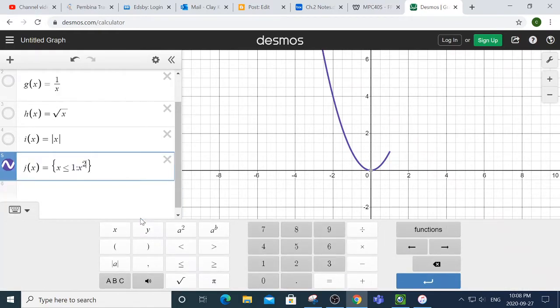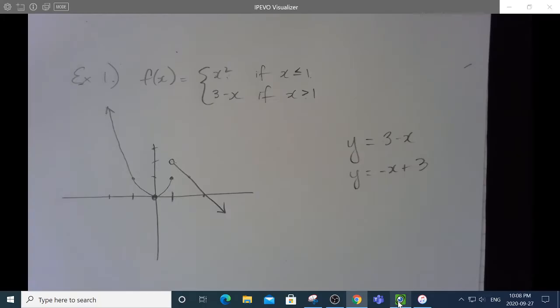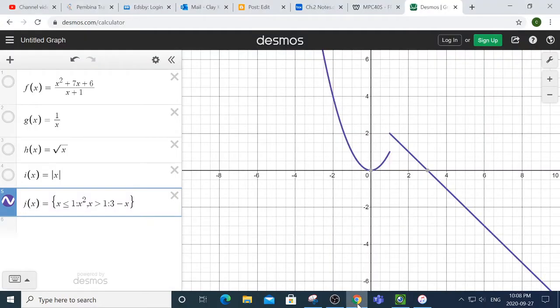Then put a comma in there. Oops, you've got to get off of the exponent. I just moved it with the arrow key, if you're wondering. And there we go, comma, and that tells it, okay, we weren't done yet. When x is greater than 1, we would like to have the function, so put a colon, 3 minus x, and there we go. So there's what I just tried to draw on paper. That's not a bad diagram, considering I did it freehand. And there it is, and as you can see, that's clearly a discontinuity.